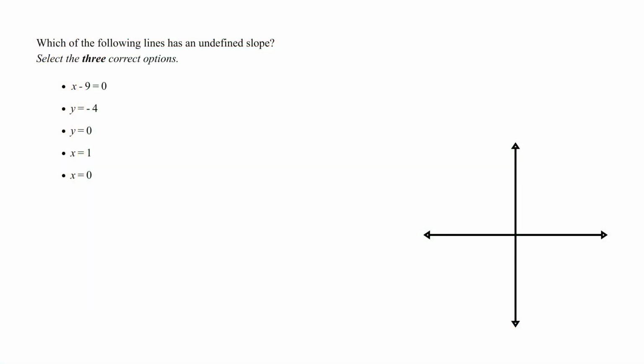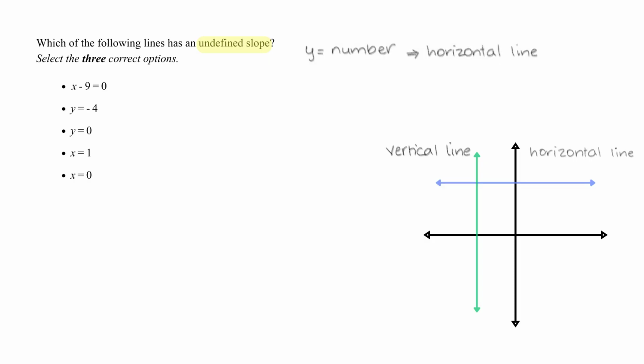This question is asking us to identify which equations represent lines with an undefined slope. To tell the difference between horizontal and vertical lines by looking at the equation: y equals number is a horizontal line. It has a slope of 0. x equals number is a vertical line. It has an undefined slope because it doesn't run left or right at all, and you can't divide by 0. So, we just need to find the equations that can be simplified to x equals number.